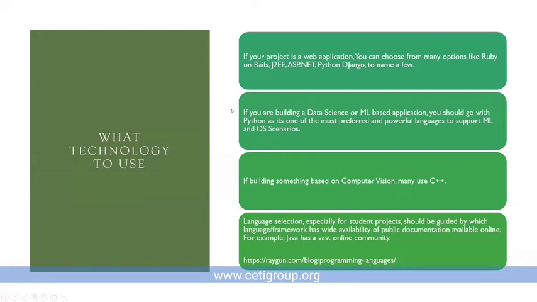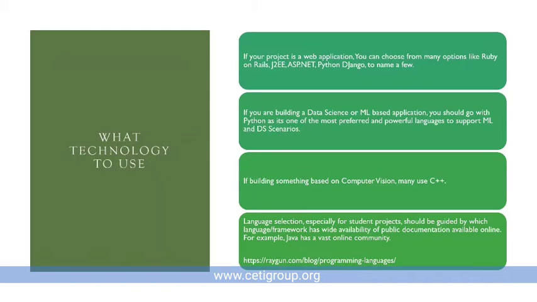If your project is a web application, then many people go with Ruby on Rails and J2EE, that is the Java Enterprise Edition framework. If you're using C Sharp, ASP.NET is the framework to use. And many people also use the Django framework with the Python language. So these are all the different options when you want to work on a web application. There might be more options, but I just noted down some of the popular ones.